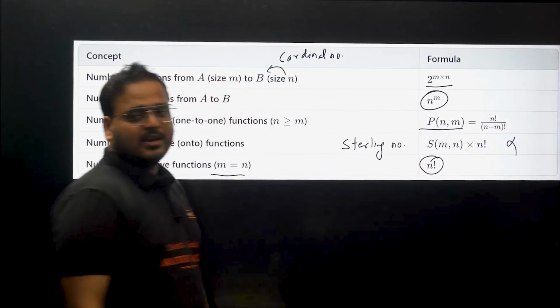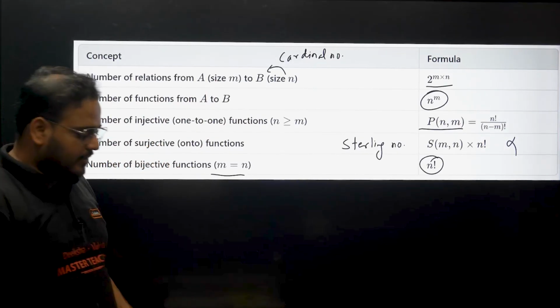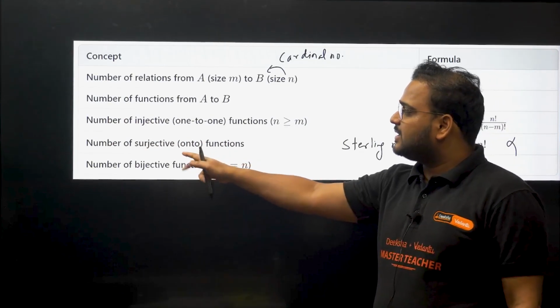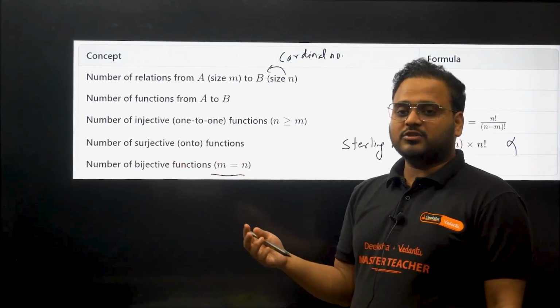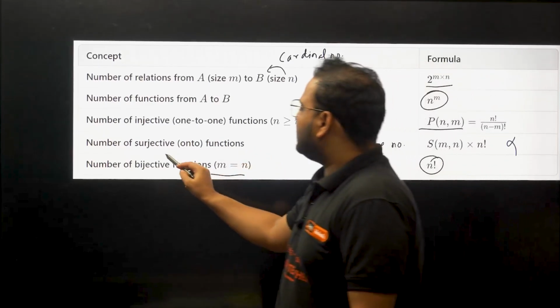Not there for you right now, but sir, you might think, so number of surjection question is coming my way. Even though you are saying that Stirling function is not in our syllabus, I've seen questions where we are supposed to find number of onto functions, number of surjections. Then how do you solve that? We have to use bijections.